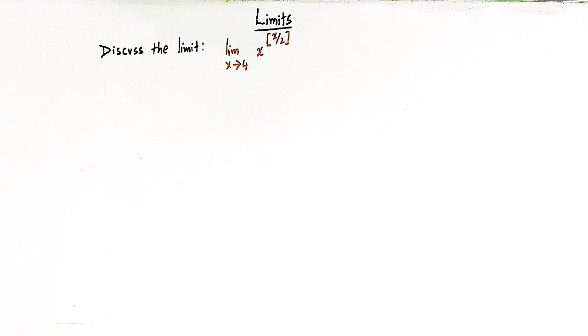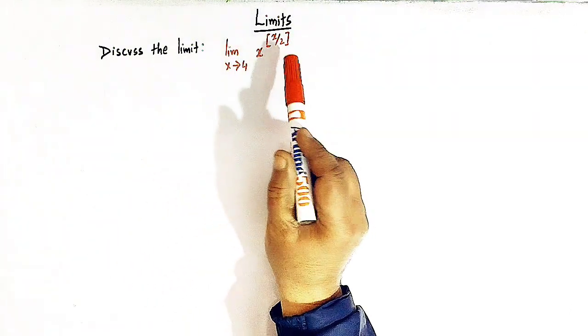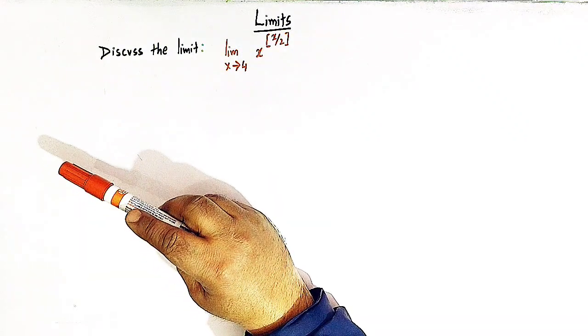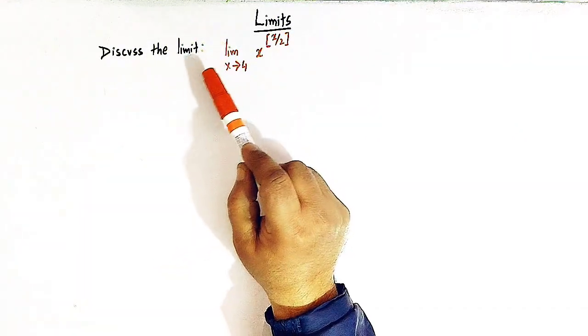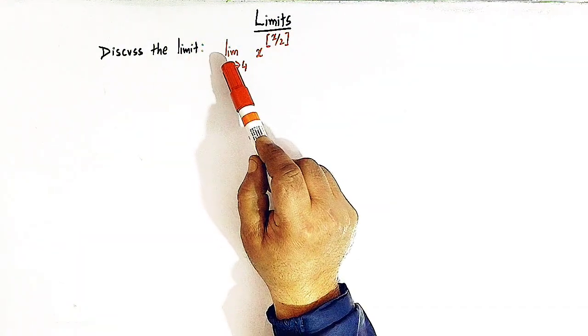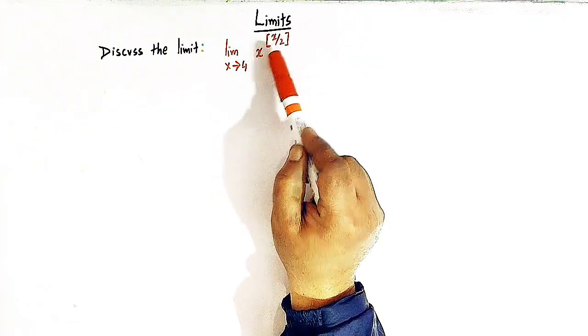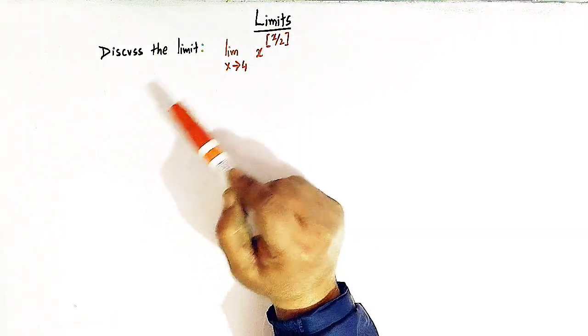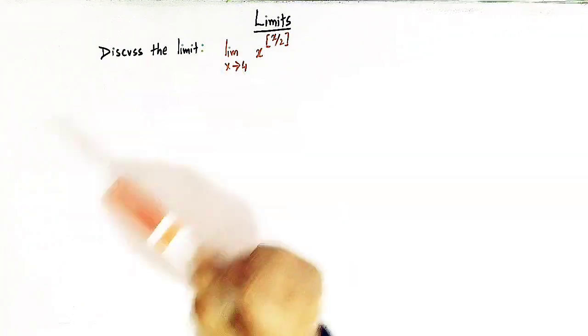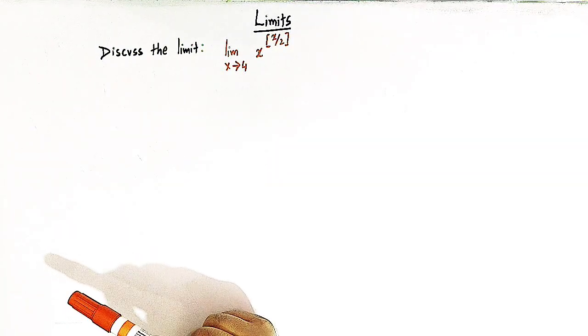Hello viewers. In today's session, we are going to discuss a very important and conceptual problem from limits, right? And here we are going to discuss this limit involving the greatest integer function, right? So here we have to see whether the limit of this function, that is x raised to greatest integer of x over 2, when x tends to 4, exists or not, right?